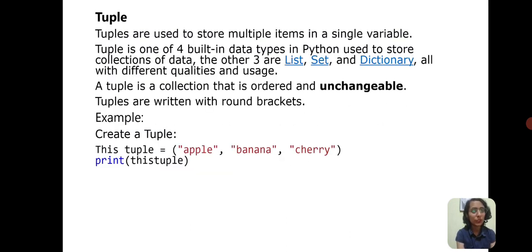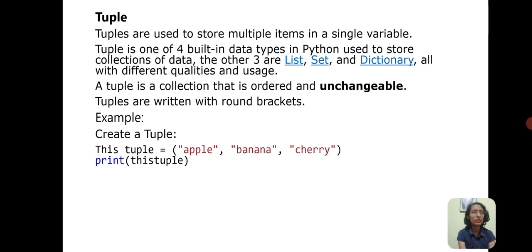Now let us look into tuple. Tuples are used to store multiple items in a single variable. Tuple is one of the four built-in data types in Python used to store collections of data. The other three are list, set, and dictionary, all with different qualities and usage. A tuple is a collection that is ordered and unchangeable.